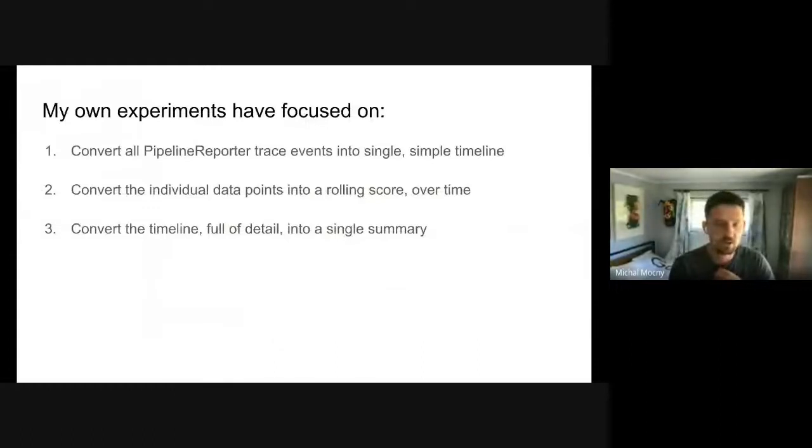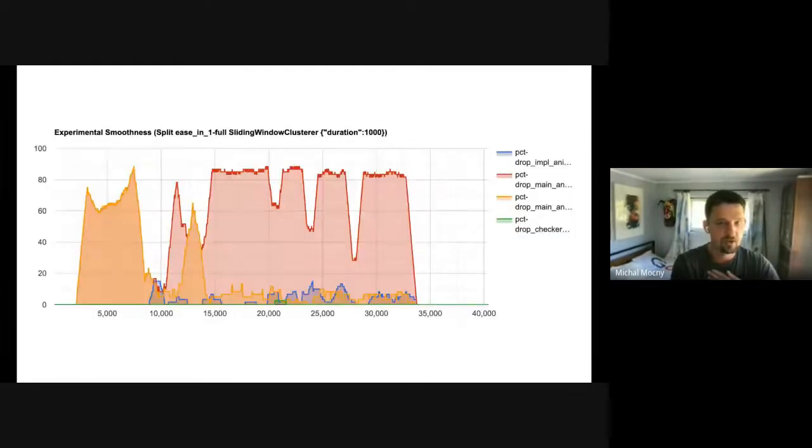How do we take these live traces from real sites, convert all the Pipeline Reporter events into a single simple timeline, as best we can? How do we convert all those individual data points into a rolling score over time, and then try to convert that timeline, which has a bunch of detail, into a single summary, okay? All right, so visuals. So here's a graph.